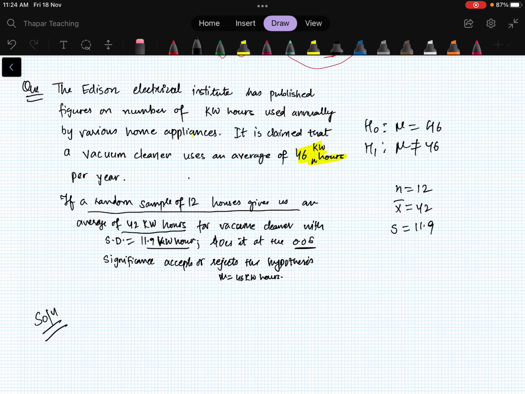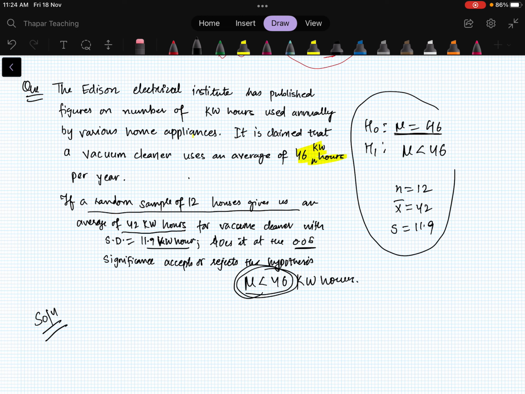Okay, in the question, does it accept or reject the hypothesis? So here the hypothesis is mu less than 46 kilowatt hours. So in this case, if I want to look at this hypothesis, if I assume my null hypothesis to be this, then my alternative hypothesis, because this is the thing I want to look at, I'll assume to be mu less than 46, right? So here we have these things.